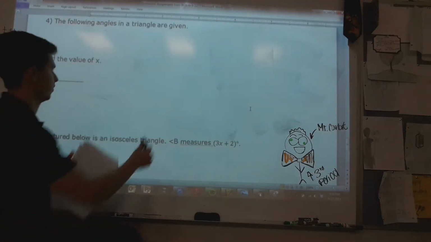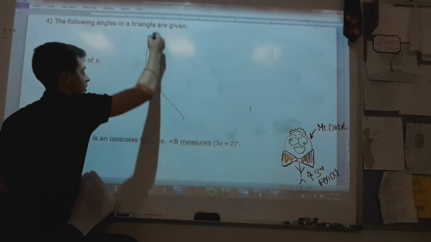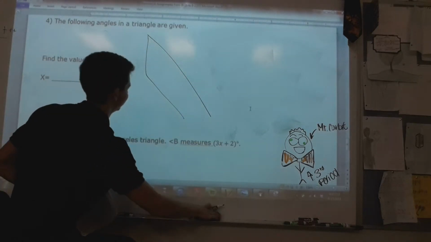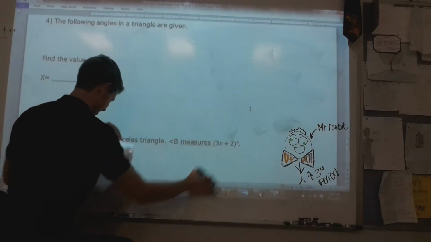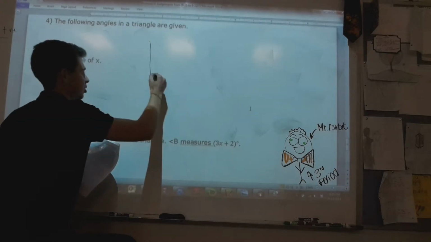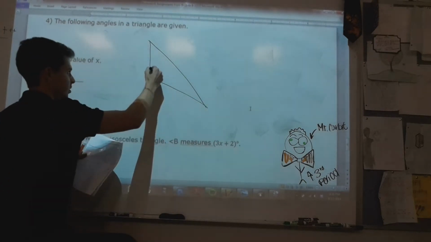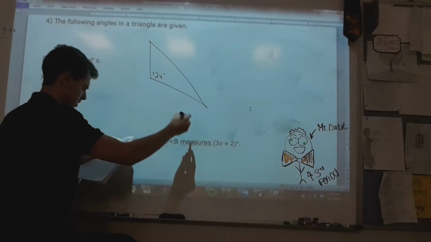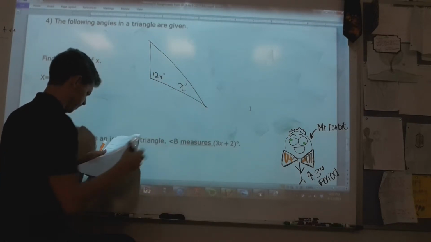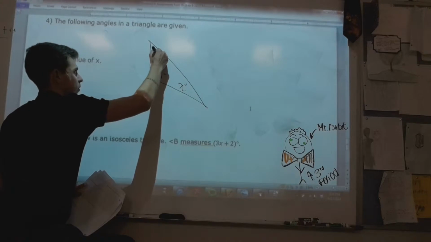Find the value of x. So the triangle looks like... Oh no. Dear God, I'm sorry. Okay, I need to make a sharper angle here. There. Okay, that looks somewhat similar. This is 124 degrees. This is x degrees. And this is 24 degrees.